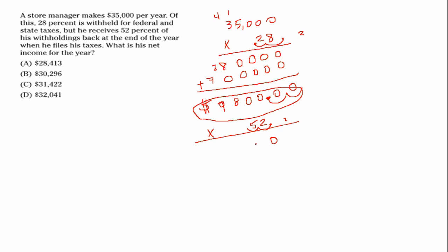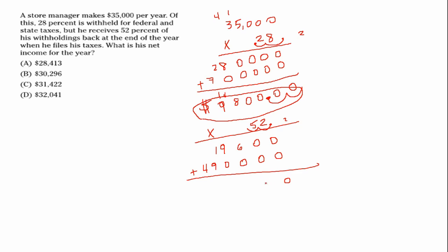2 times 0 is 0. 2 times 0 is 0. 2 times 8 is 16. Carry the 1. 2 times 9 is 18. Plus 1 is 19. Bring down a 0 since we're starting a new row. 5 times 0 is 0. 5 times 0 is 0. 5 times 8 is 40. Carry the 4. 9 times 5 is 45. Plus 4 is 49.